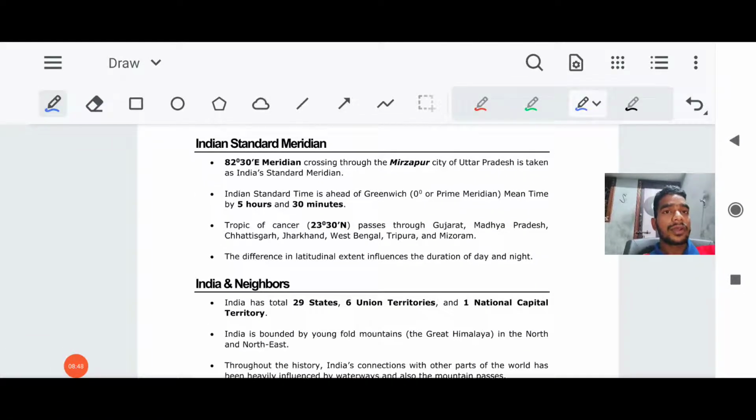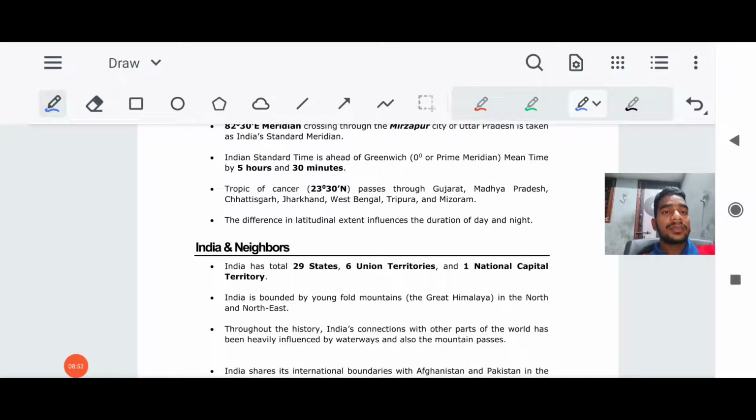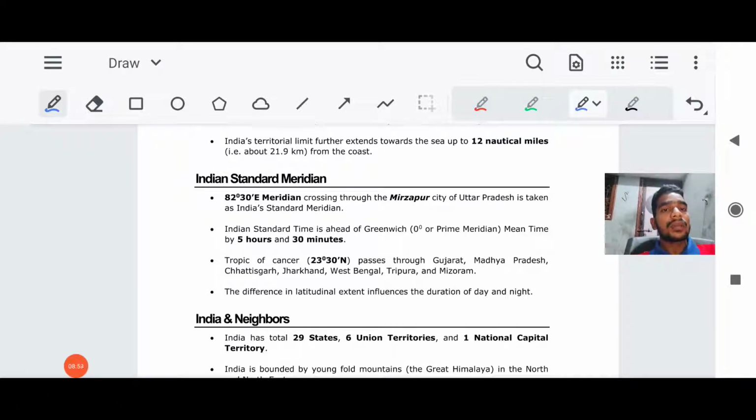Now let us talk about the Indian neighbors. But before talking about India and its neighbors, I think I have left one point. The point is that the difference in latitudinal extent influences the duration of day and night. So how it becomes day and how it becomes night is totally based on the latitudinal extent.